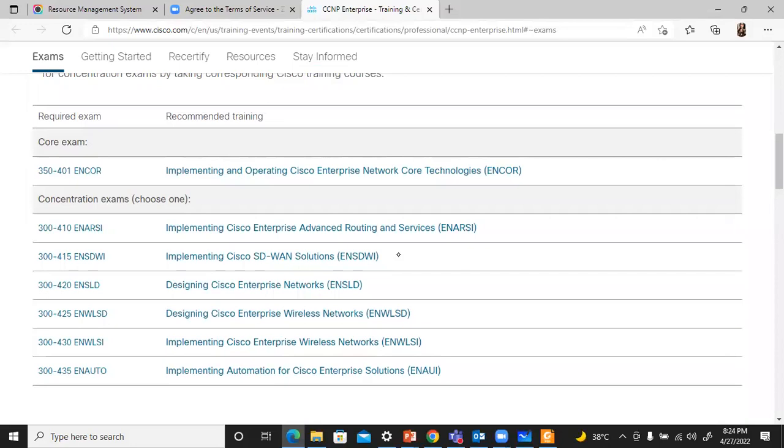So whatever track you want to go for, you have to take the first exam, that is the NCore, which is the same for all the concentration exams, and then select at least any one concentration exam. Once you pass one of the concentration exams, you will get the CCNP certification for that particular track.